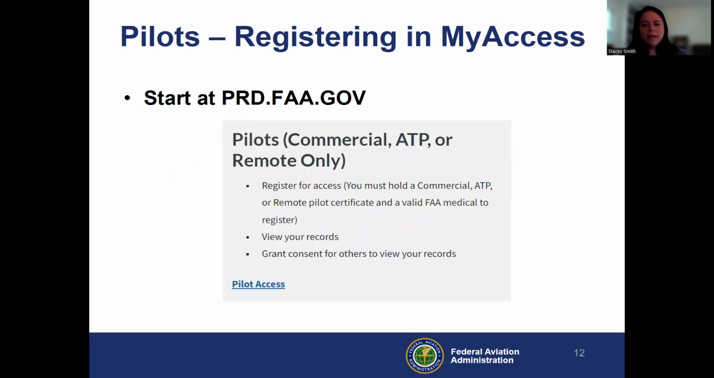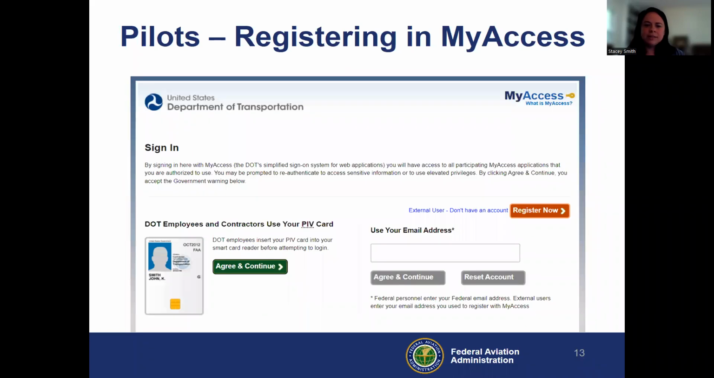Okay, so now let's take a look at pilots registering for PRD. First, you'll need to create the MyAccess account. So start out at our website, PRD.FAA.GOV, and you'll go to the section where it says pilots and commercial ATP or remote only. Just click on the link over here for pilot access. From here, it will take you to the MyAccess page. Make sure for the first time users, when you don't have a MyAccess account, select register now.